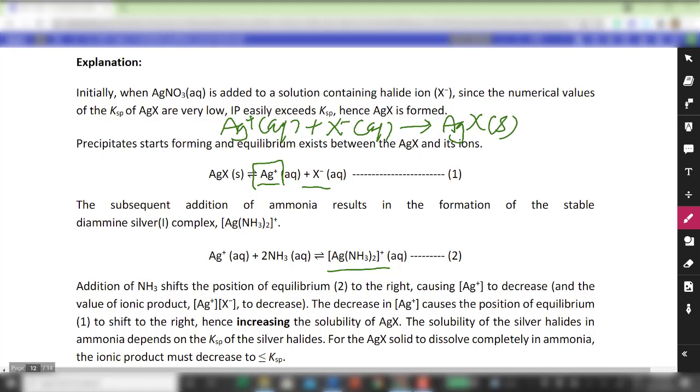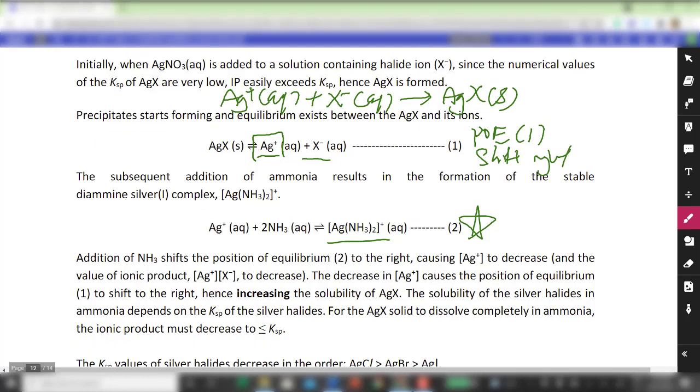So when equilibrium 2 operates, the position of equilibrium (POE) of 1 will shift to the right. Then, when POE of 1 shifts to the right, silver ion concentration decreases, or you can say that the value of the ionic product starts to decrease. However you call it, the decrease in silver ions will cause the position of equilibrium of 1 to shift right, which increases the solubility of the silver halide. This will occur until the ionic product is less than or equal to Ksp.